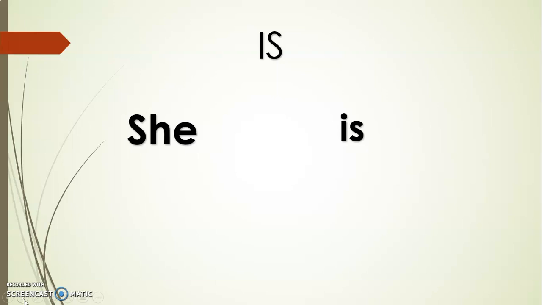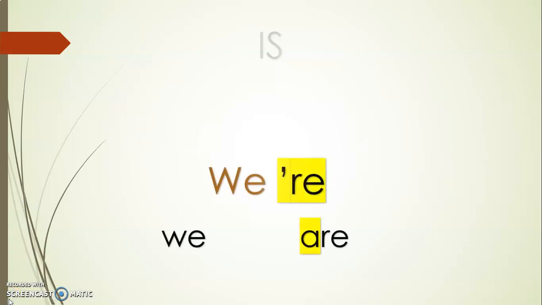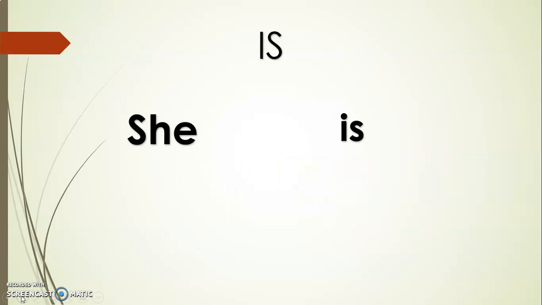Okay, now we need to go over what is looks like. So she is. So first off, we're not going to use am or are when we're saying she or he because it won't make sense in a sentence. So she am, she are, no. She is or he is.